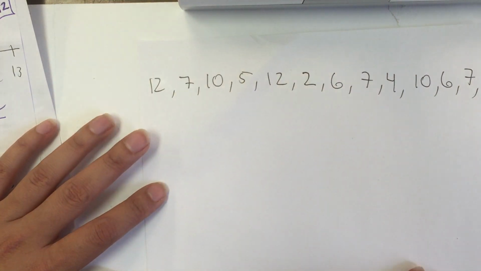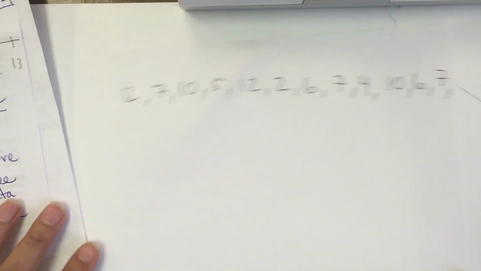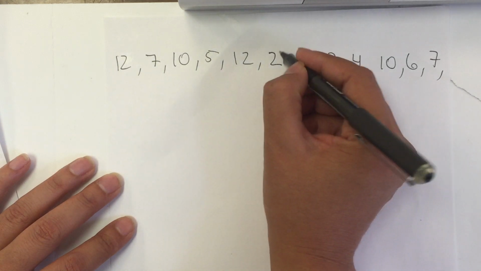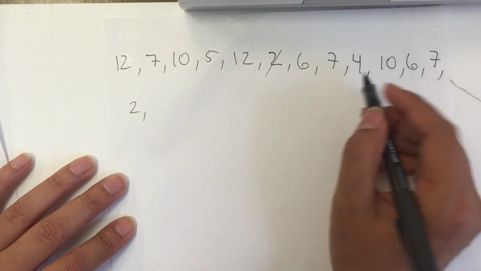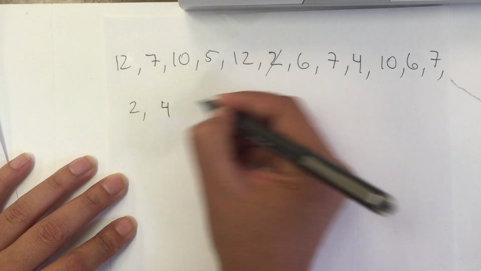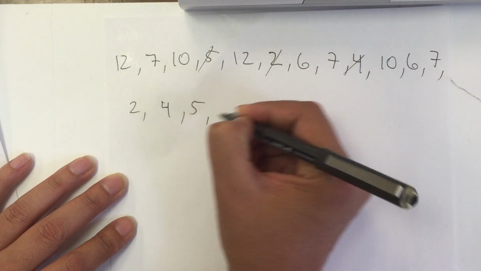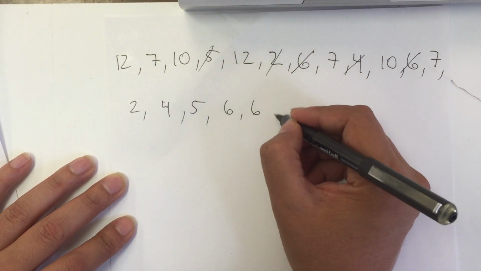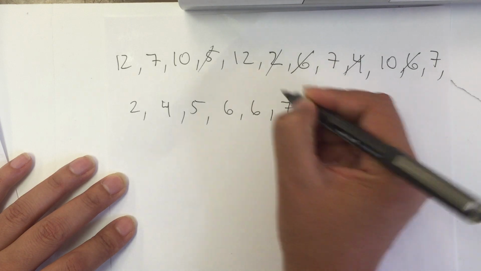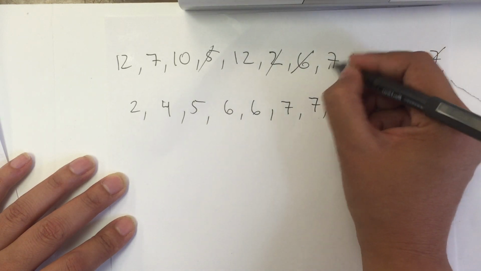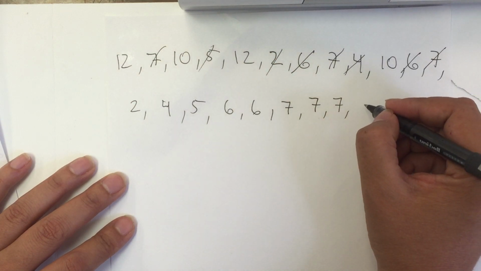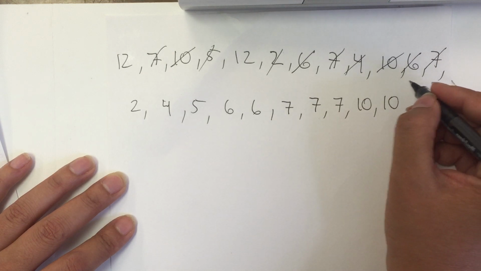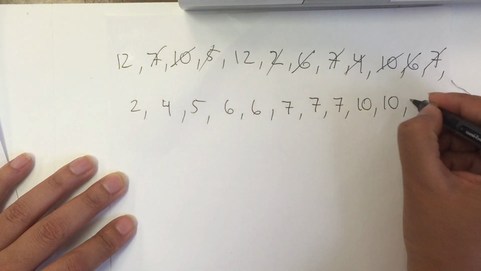I'm just going to put it in here. Remember that we need to put it in order first. And so the first one would be 2. Then I have 4, 5, 6, 6. Then I have 7, 7, 7. Then I have 10 and 10. And then I have 12 and 12.